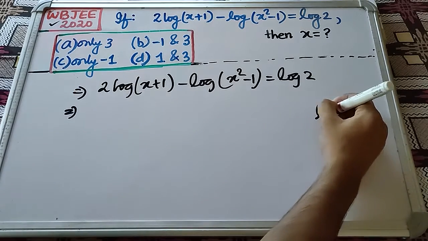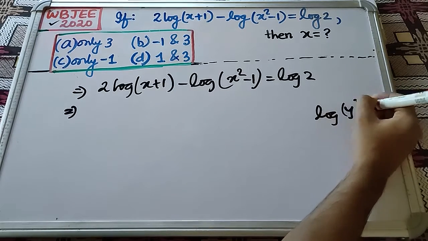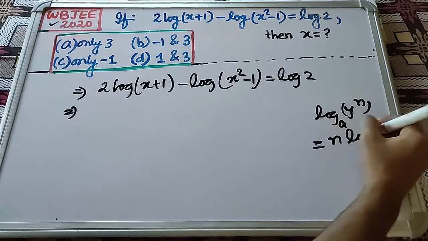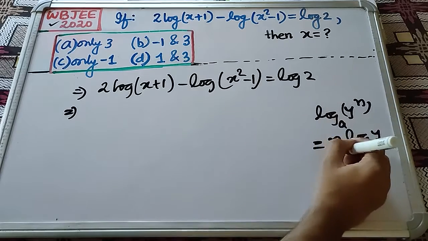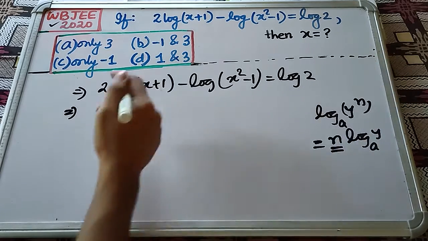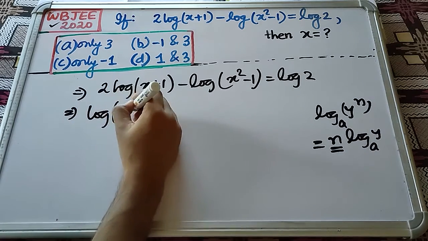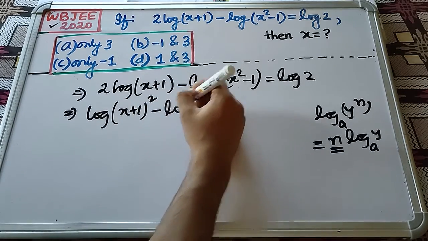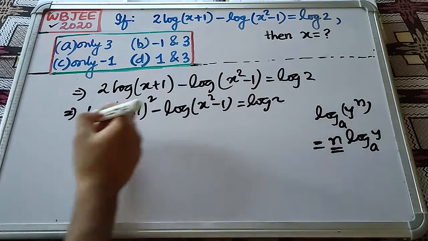As we know that log of y power n base a is actually n log y base a, right? The power comes down over here. Similarly, if we have the power over here, we can raise it over there. So this 2 we will send it inside. This will become log (x plus 1) whole square minus log (x square minus 1) equals log 2.